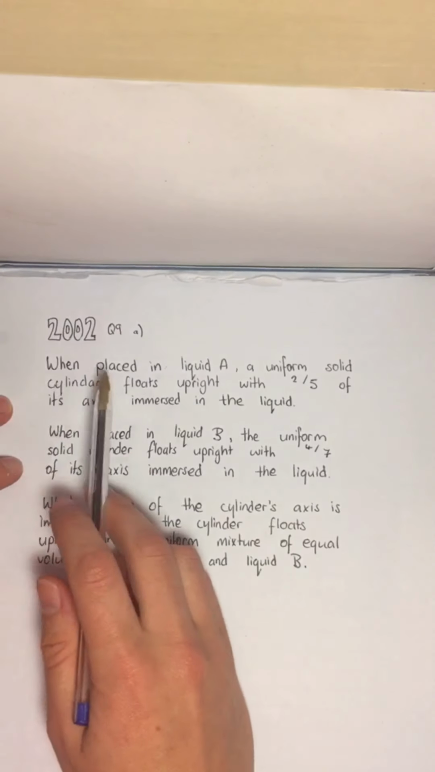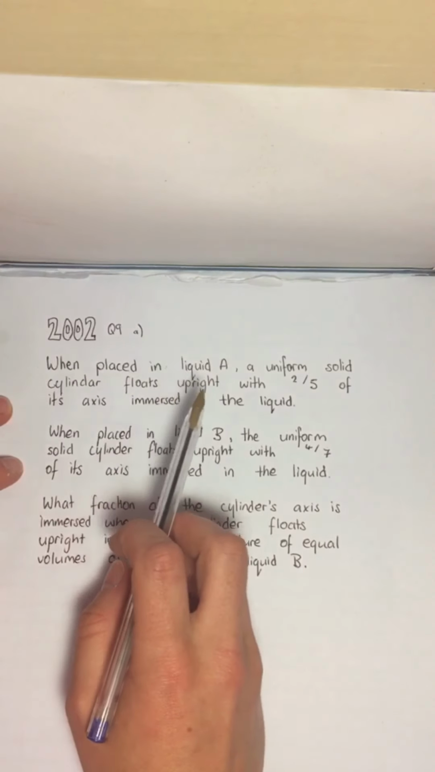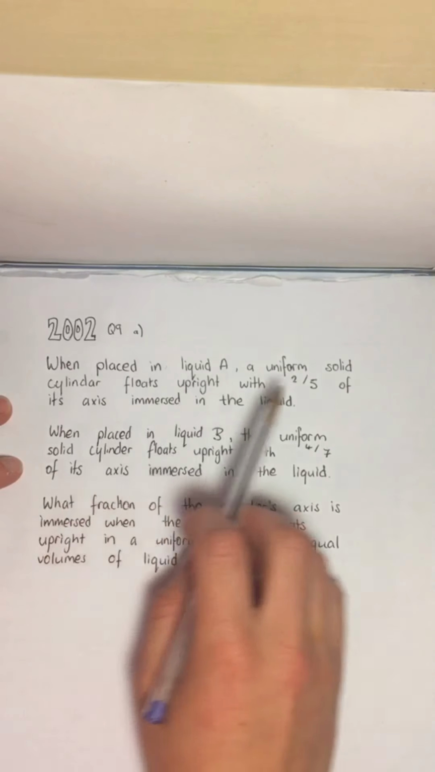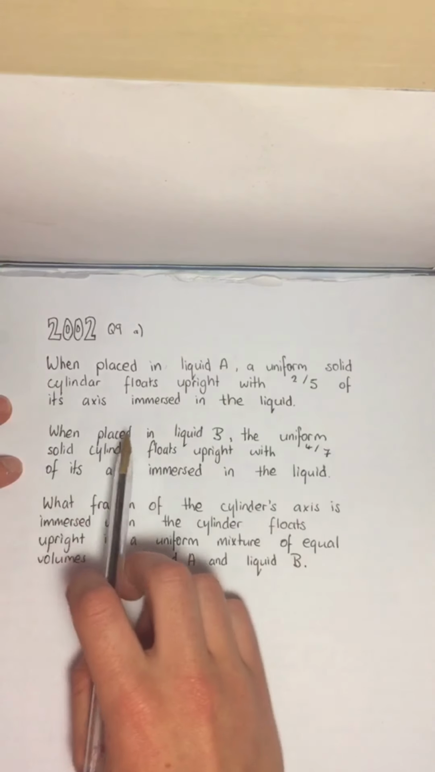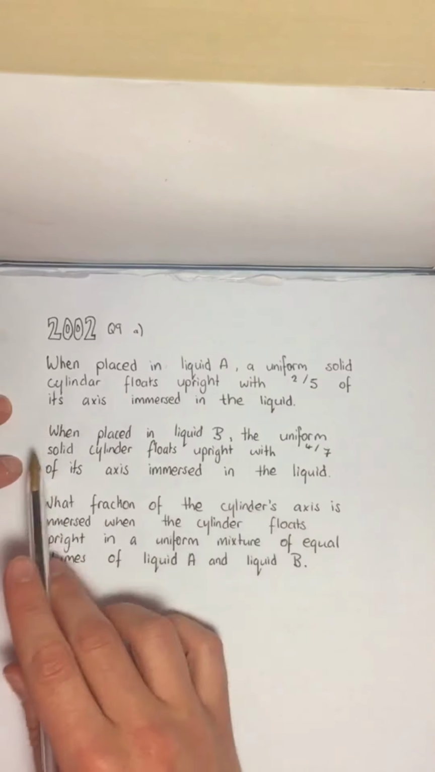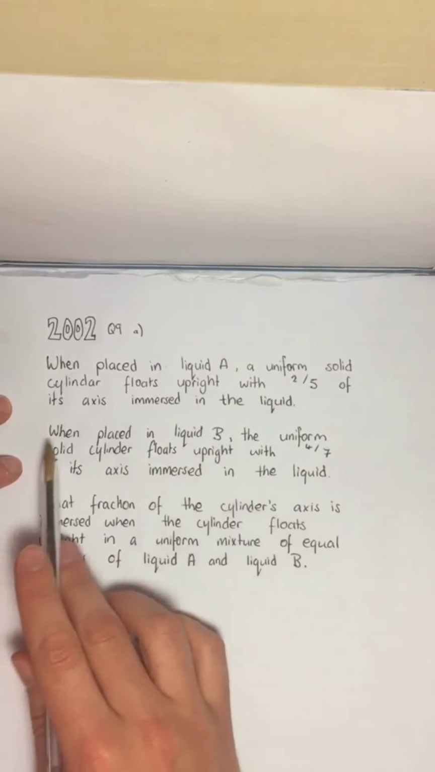It reads: when placed in liquid A, a uniform solid cylinder floats upright with 2/5 of its axis immersed in the liquid. When placed in liquid B, the uniform solid cylinder floats upright with 4/7 of its axis immersed in the liquid. What fraction of the cylinder's axis is immersed when the cylinder floats upright in a uniform mixture of equal volumes of liquid A and liquid B?